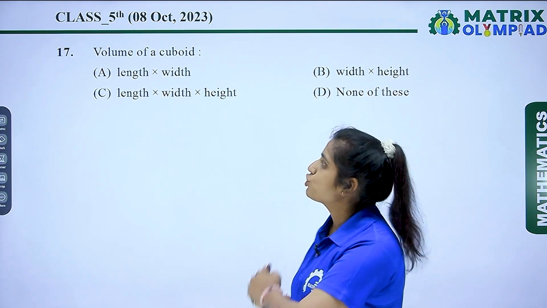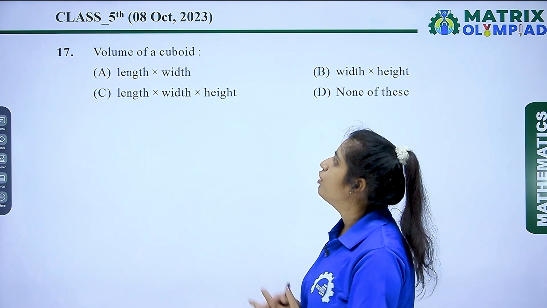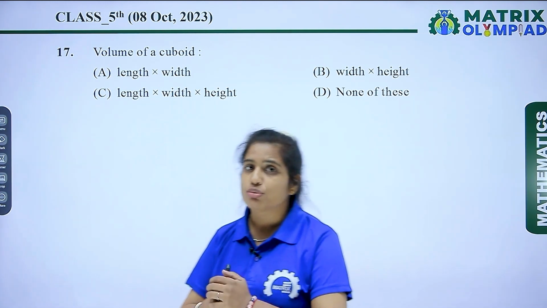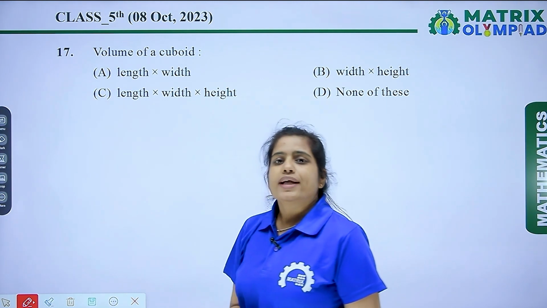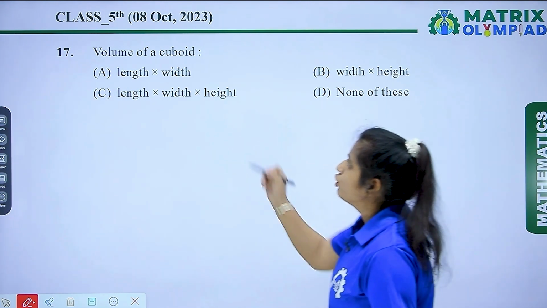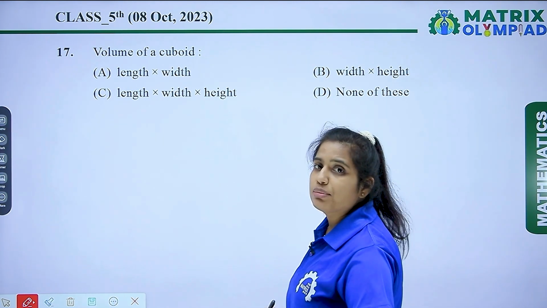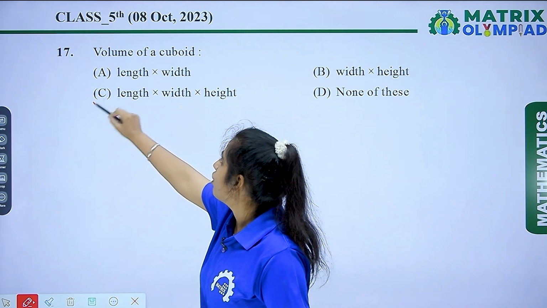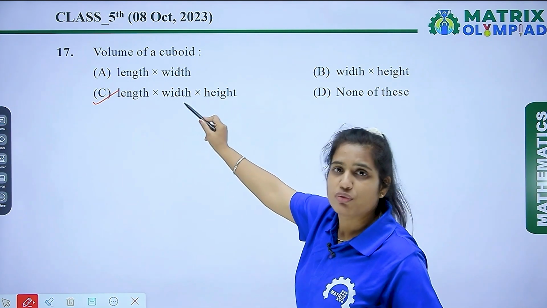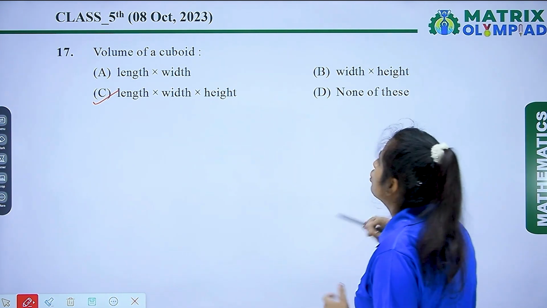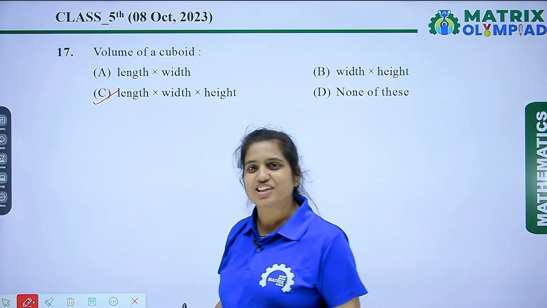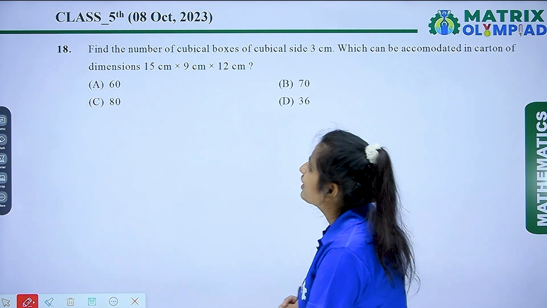Next question is question number 17. Volume of a cuboid. आपको बताना है what is the formula of volume of a cuboid. So it is a formula based question. Cuboid का जो volume है that is length multiplied by breadth multiplied by height. So here it is given in option C, that is length multiplied by breadth multiplied by height. So here option C is the correct answer. Let's move on to the next question. That is question number 18.